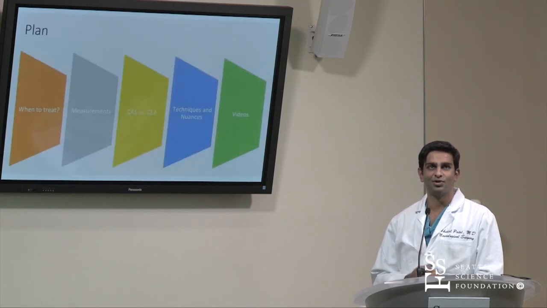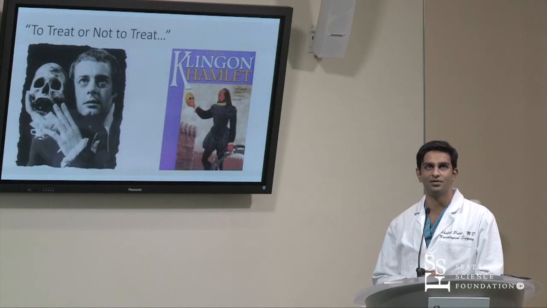So the plan of this talk is going to be pretty simple, 5 phases. When to treat carotid artery disease, measurements specifically that you should know, and how the studies are designed based around those measurements, and the differences between carotid artery stenting and carotid endarterectomy. Some technical nuances to keep in the back of your mind when you're operating, and some surgical videos which I hope will work at the end of the case.